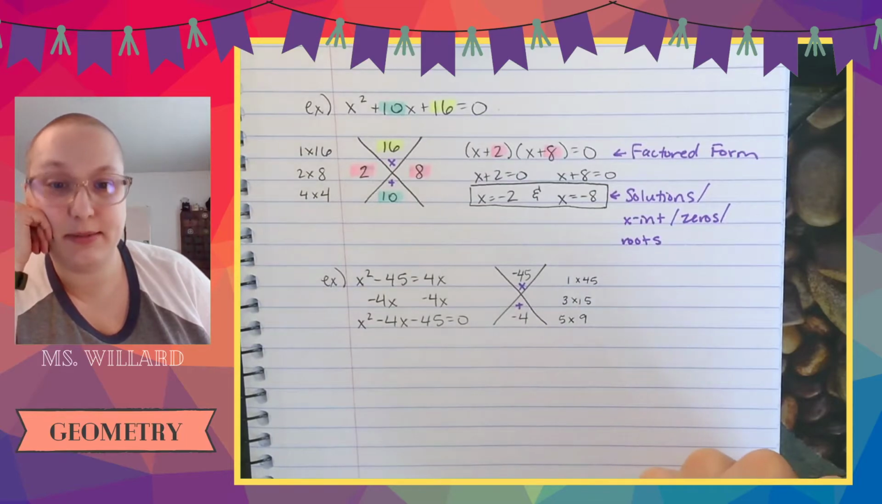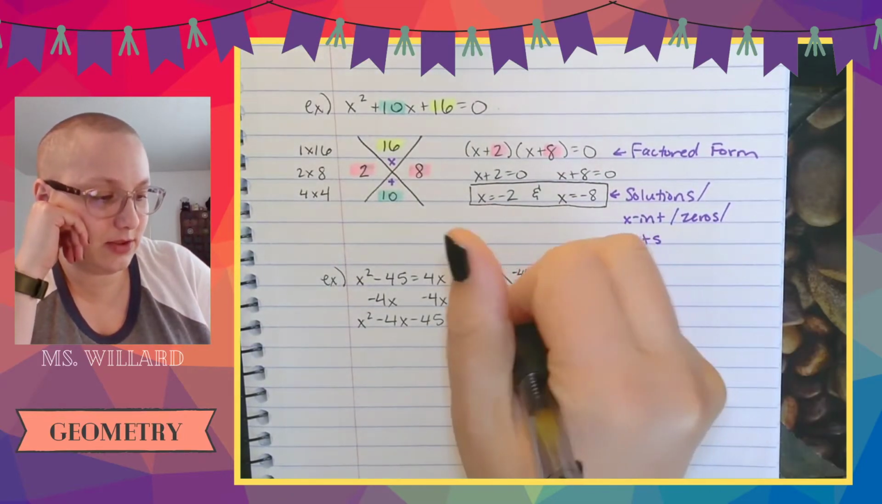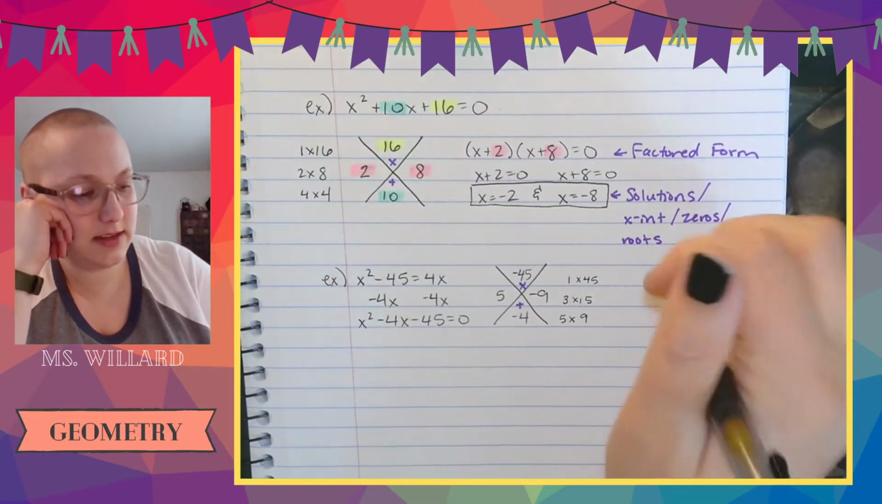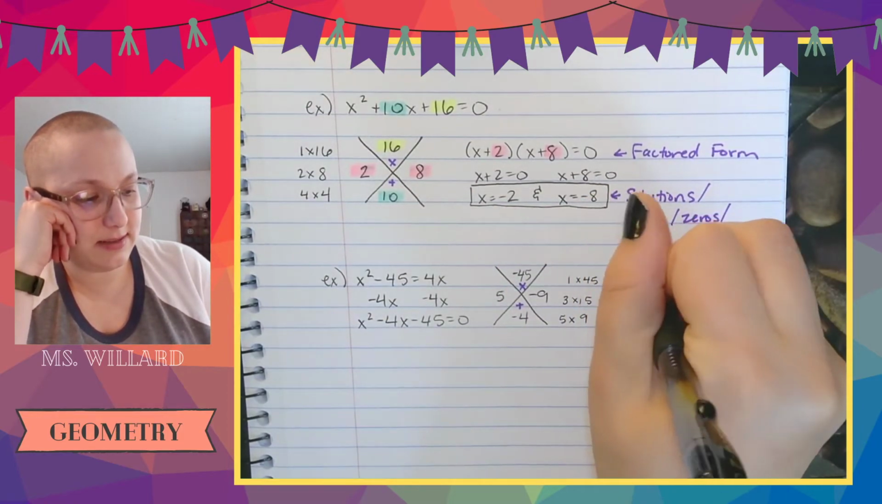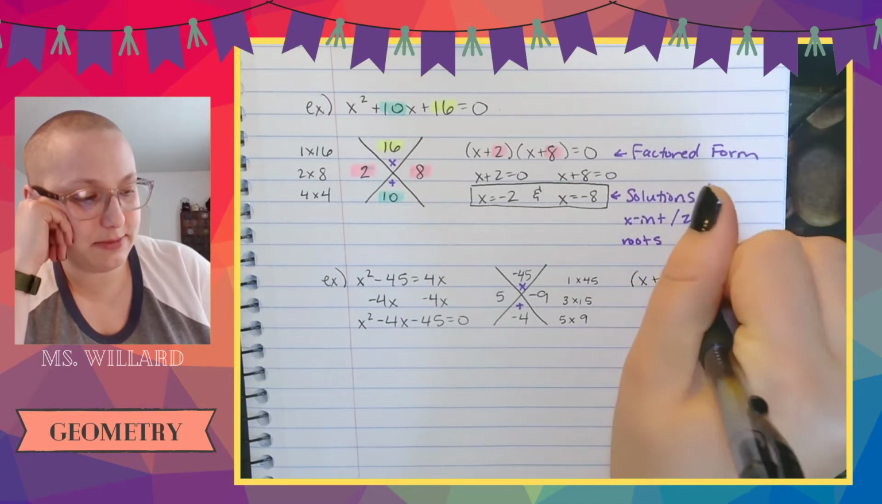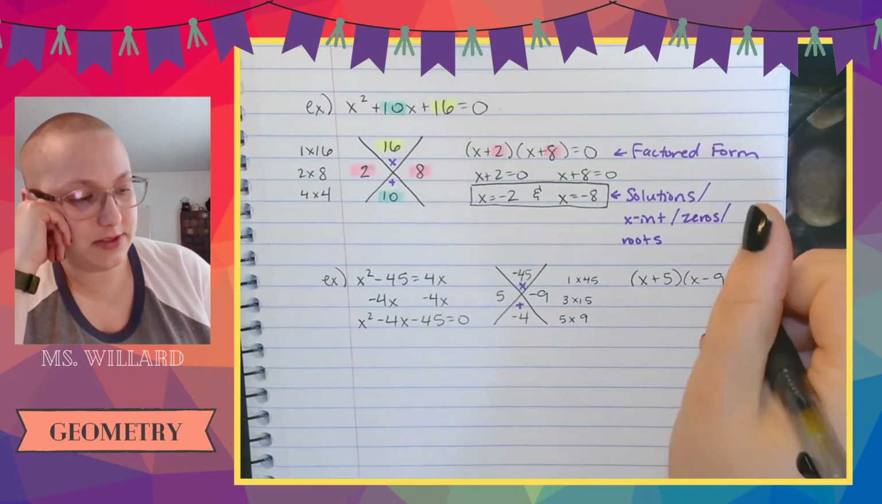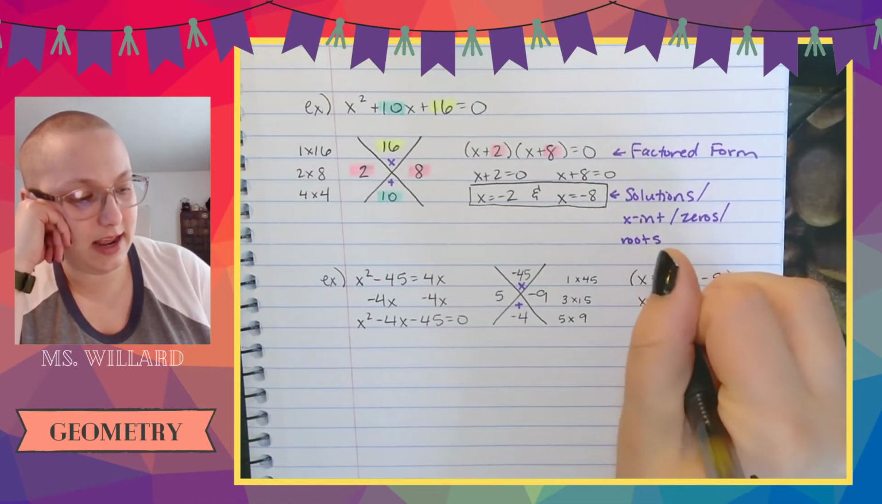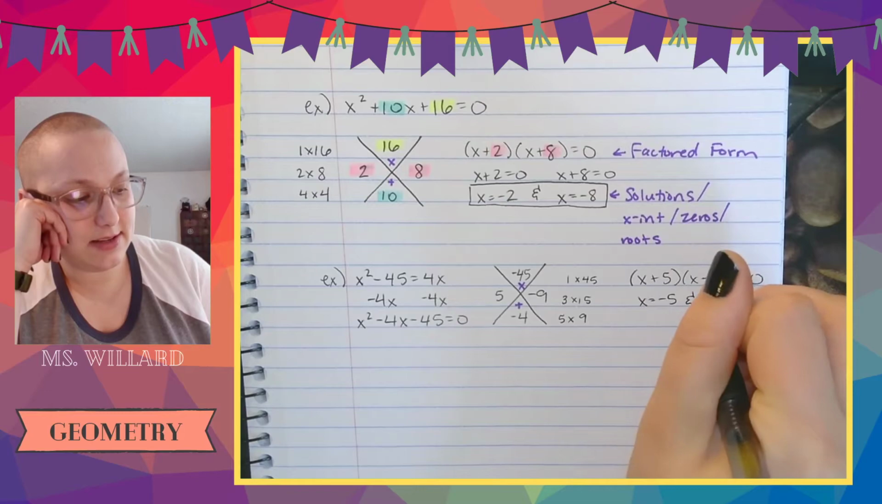1 is negative because it's negative up here. Well, 5 and 9. So if I did a positive 5 and a negative 9, that would make negative 4. So my factored form is x plus 5, x minus 9 equals 0. And then if I use the zero product property, I get x equals negative 5 and x equals positive 9.